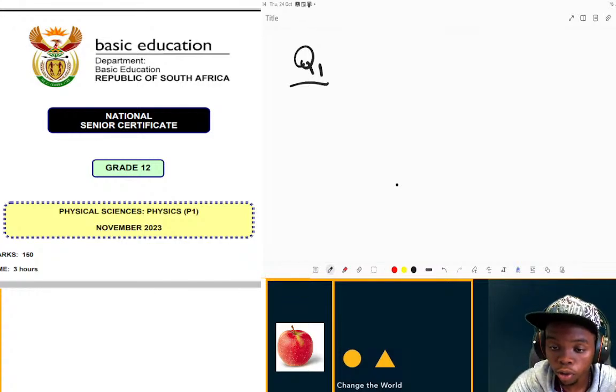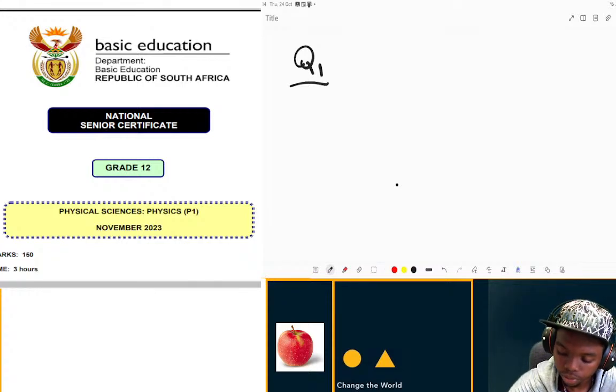Yes, it's a lot of marks, but don't spend a lot of time stuck on it, because a lot of people spend so much time stuck on question one that by the time they reach question two, an hour is gone, or 30 minutes. So don't spend a lot of time on question one.